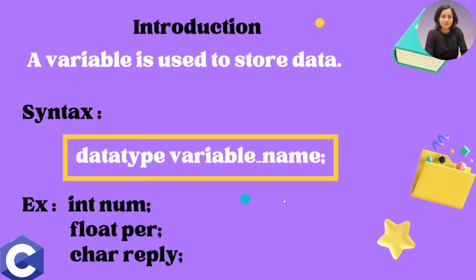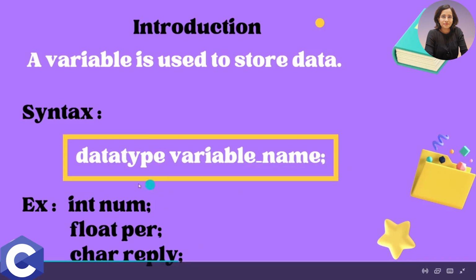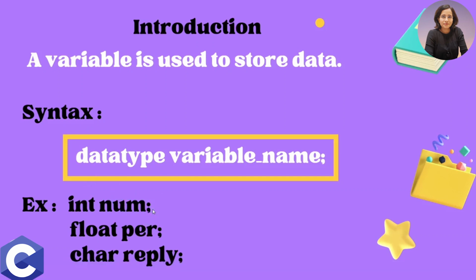That is the simple definition of variable. Then how to declare variable? This is the syntax. First we have to mention the data type of the variable and then we will write the variable name. You can see here example, the first variable is of integer type, means the num variable can store only integer type values. In the previous videos, we have discussed about the different data types.